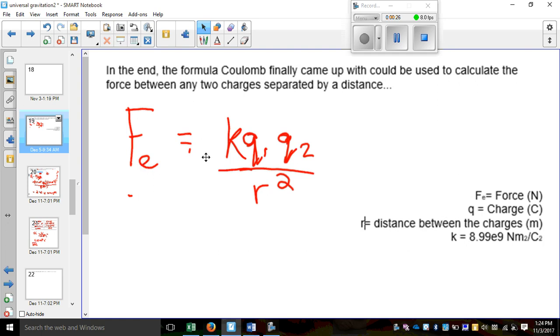So the electric force is equal to K, which is some constant, 8.99 times 10 to the 9 newton meters squared per coulombs squared. This is a constant. It should be on your formula sheet, not something you have to memorize. Then we have Q1, which is the charge, and Q2, the second charge, and then we divide that by the distance between the two charges, which is in meters, squared. So that is the first thing you have to write down.